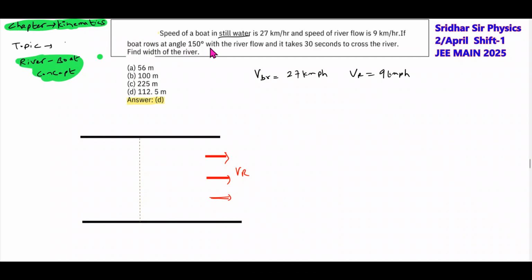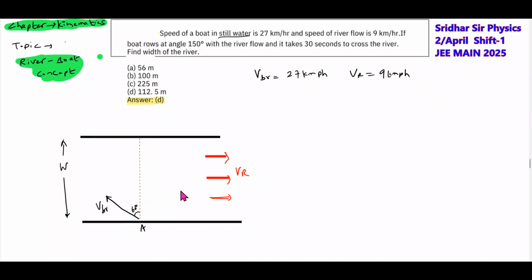And the boat rows at an angle of 150 degrees with the river flow. The vector will be like this, VBR. This will be 90 plus 60 degrees, so this angle will be 60 degrees. And it takes 30 seconds to cross the river. It's asking to get the width of the river. He didn't say anything about where he will reach. Altogether it is asking only for the width; whether it is the shortest path, no information is there.